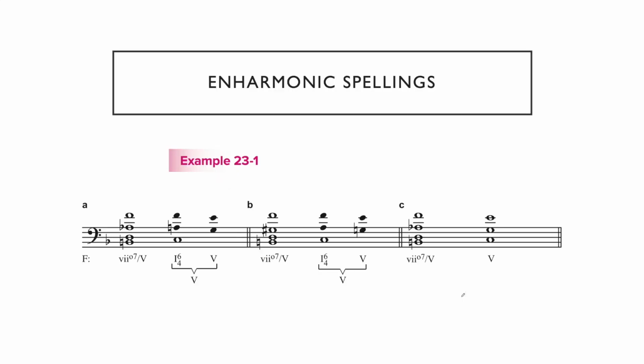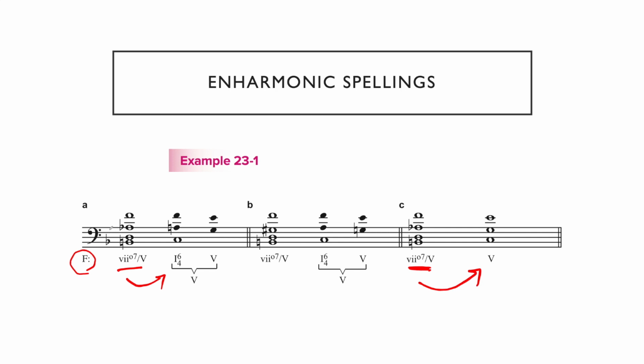Let's take a look at these examples. We have the same situation 3 times, A, B, C, and it is in F major. In F major, 7 of 5 goes to a cadential 6-4. And then I will skip B part for now. Once again, 7 of 5 goes directly to 5.